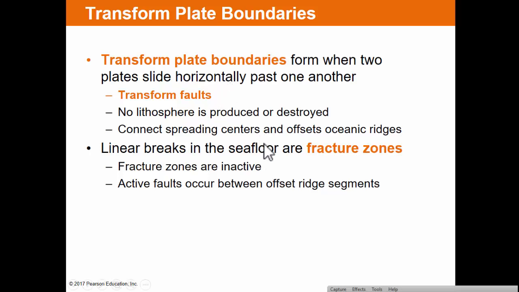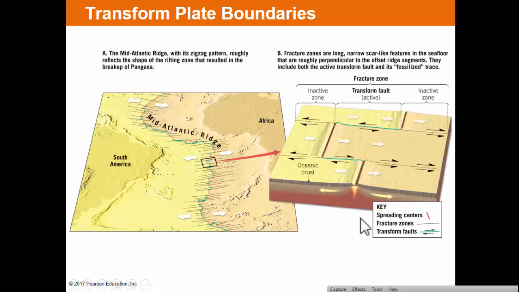So those breaks, those transform faults, are known as fracture zones, and they are not active. They do not have volcanoes. They have some shallow earthquakes, but again, they're not going to have volcanoes. So here is the mid-ocean ridge, and in that mid-ocean ridge, you do have volcanism. You do have magma welling up, but each of these gray lines is that fracture zone, the transform fault.